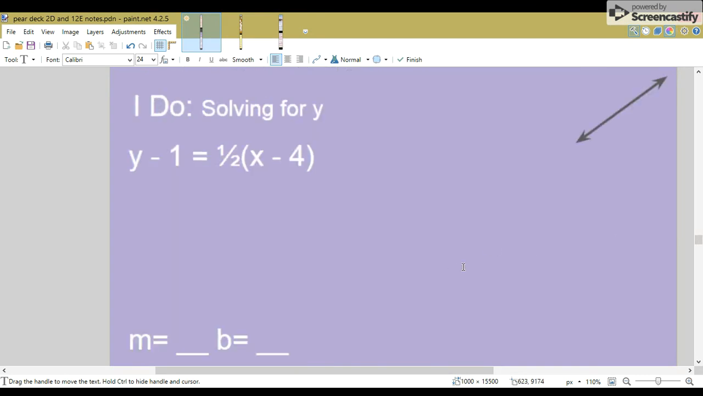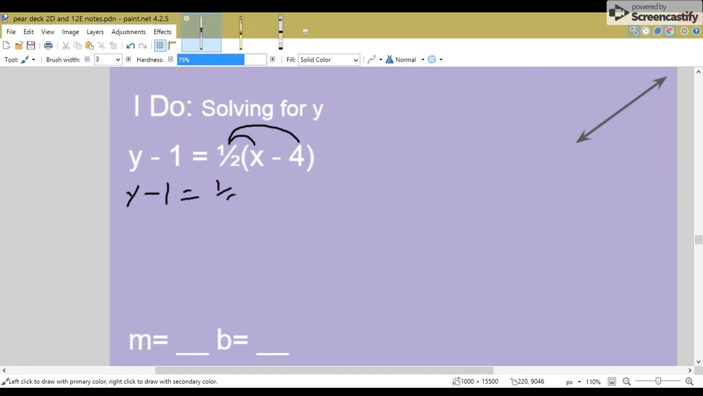This was not on your Pear Deck or your foldable, but let's just look at this one. This one is point slope form, and we're going to change it to slope-intercept form. So what you want to do is distribute that 1/2 to each term, multiply each term. So you have y minus 1 equals 1/2 x minus 2. Because negative 4 divided by 2 is a negative 2.